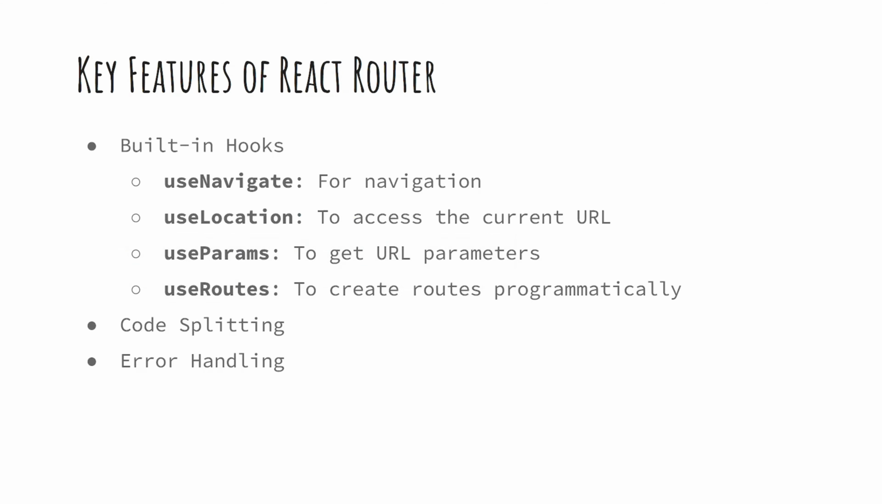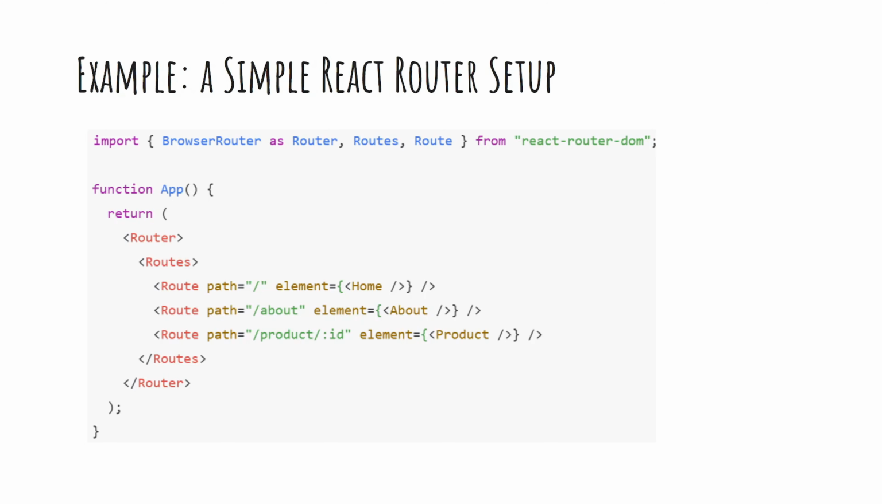React Router has built-in hooks. They include useNavigate for navigation, useLocation to access the current URL, useParams to get URL parameters, useRoutes to create routes programmatically. Code splitting. React Router integrates seamlessly with lazy loading, enabling you to split your application into smaller chunks and load components as needed. Error handling. It allows you to define fallback routes or error boundaries for handling unmatched routes or errors in your components. Here's a simple example of React Router setup.